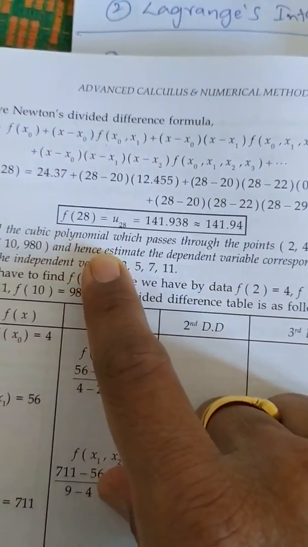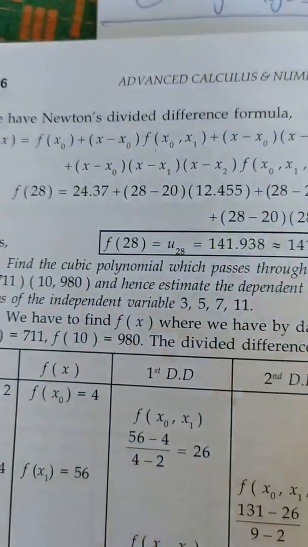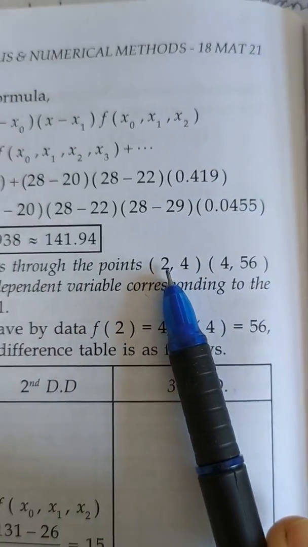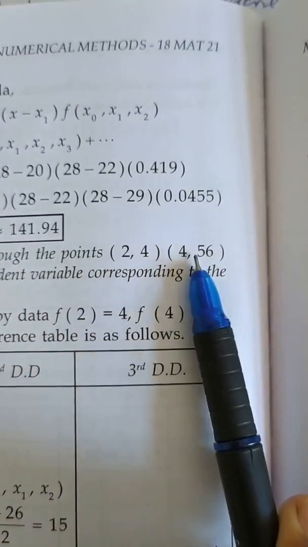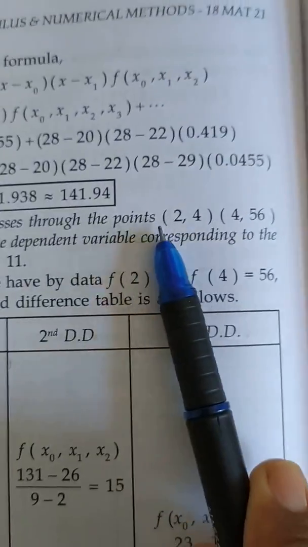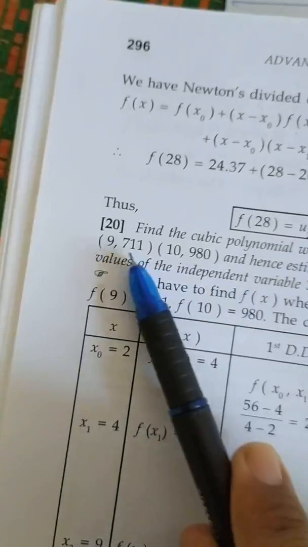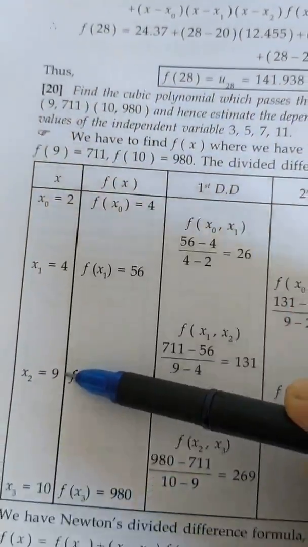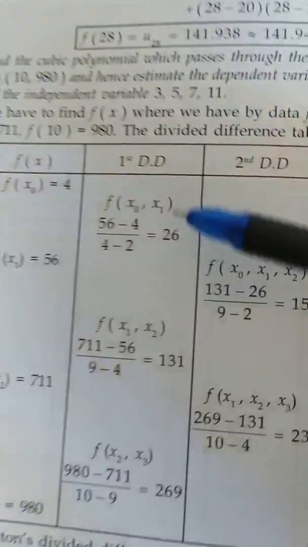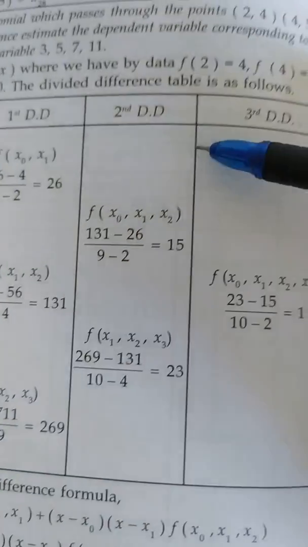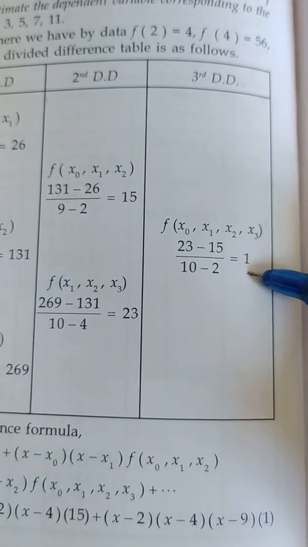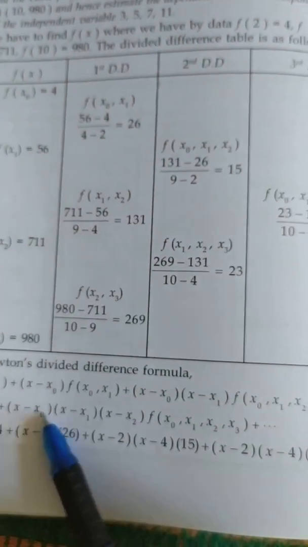Similarly, next one now. Find the cubic polynomial, means polynomial f of x, which passes through the points 2, 4. This is x value, this is f of x value. x0, x1, x2, x3 like that. Now tabulate the values, construct divided differences. This table ends with the third divided difference only. Write the formula and substitute and simplify.